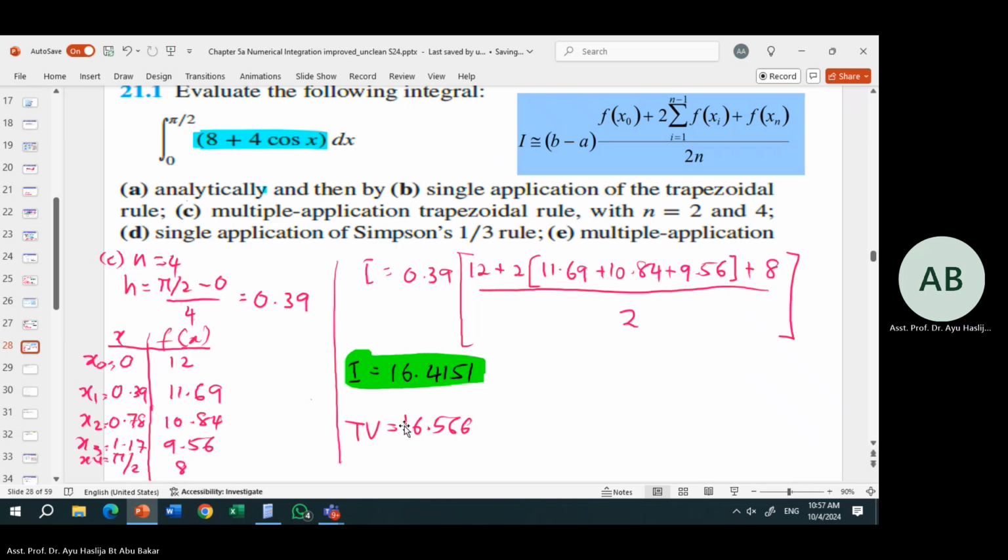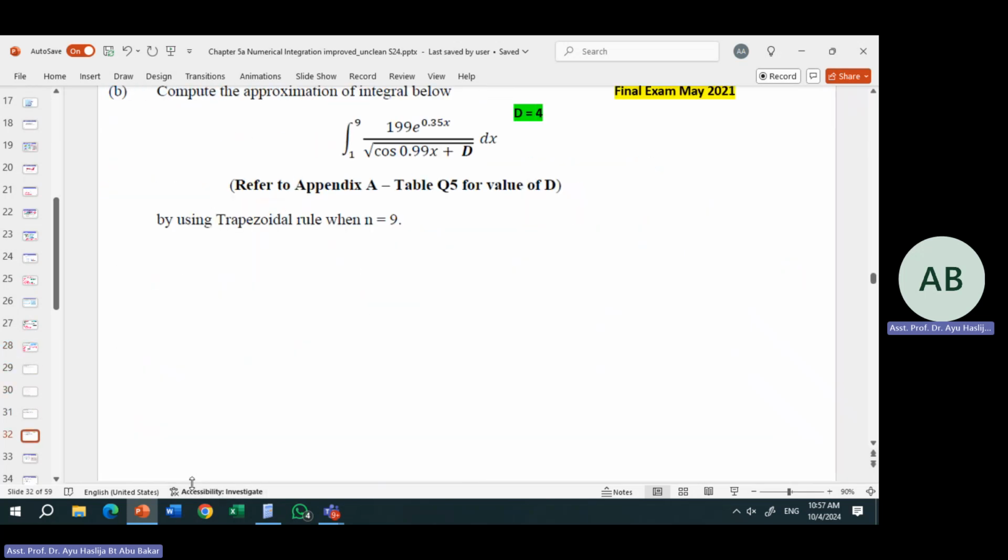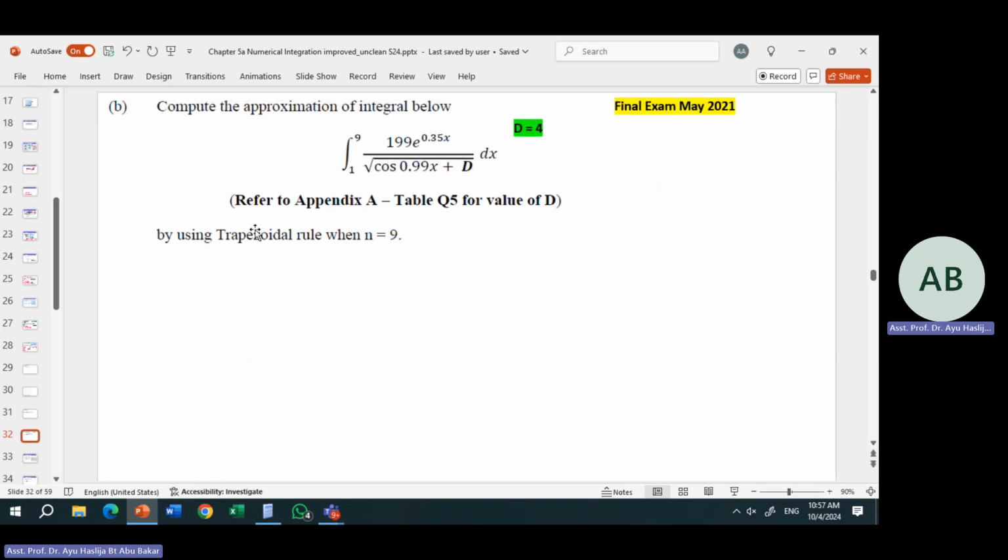Okay, so that's all for trapezoid. Next class, we will do one more example, which is the final exam from May 2021. We proceed with this, then I will proceed to Simpson.